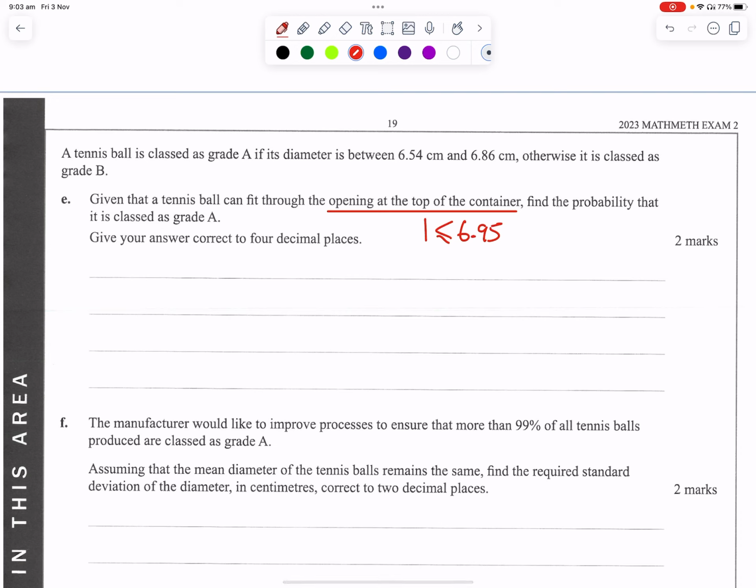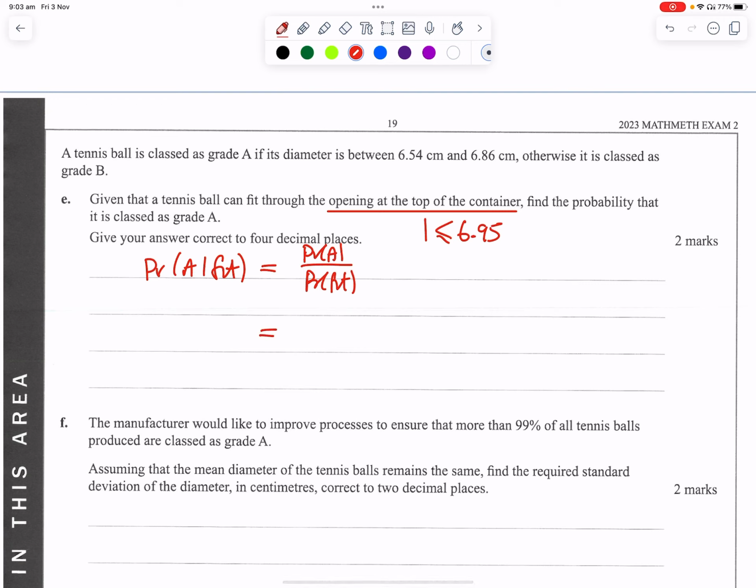Okay, so find the probability it's class A, given that the tennis ball can fit through the opening at the top of the container. So it's A, given that it can fit, is the probability that it's A and can fit, which is just the probability it's A, over the probability that it can fit.